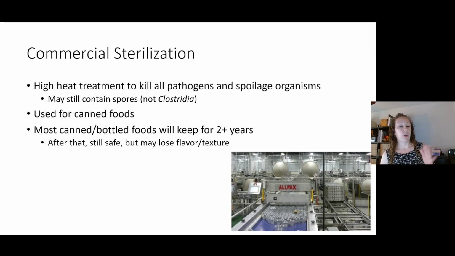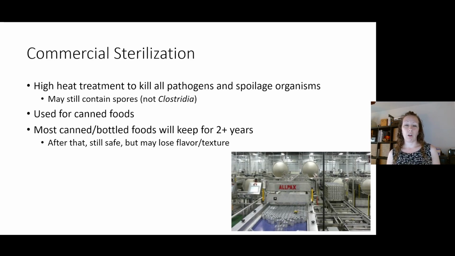Okay, and so the third level of heat processing is commercial sterilization. This is going to be a high heat treatment that is designed to kill not only all the pathogens, but also all the spoilage organisms that are relevant to that product. Now, commercial sterilization is not 100% sterilized. It is not guaranteed to kill all of the organisms that are possibly in that product.